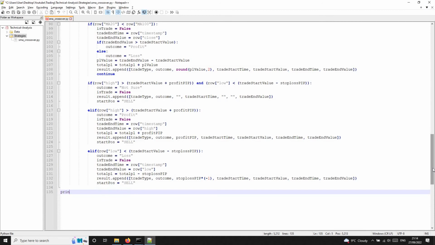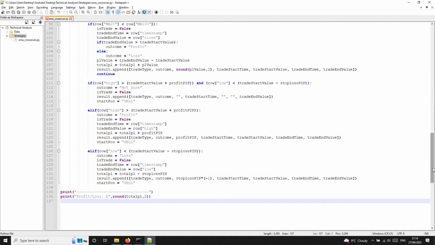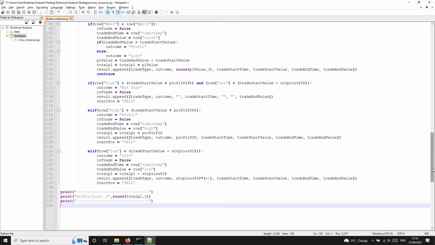Okay, I'm going to set the start position to sell, and now I'm going to print our profit and loss. Just to make it nicer, I put those lines, and it will tell us what our total profit and loss is, and I'm going to capture that, and then I'm going to show our result array of arrays. Like I mentioned, that's the reason we're using tabulate. Okay, so that's it. Save it, guys.